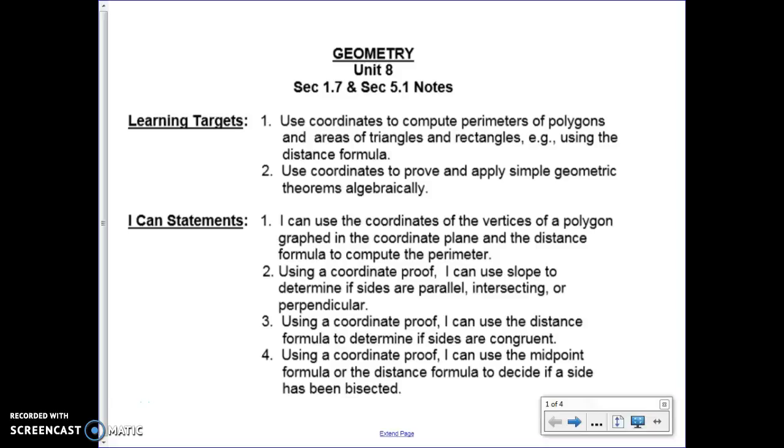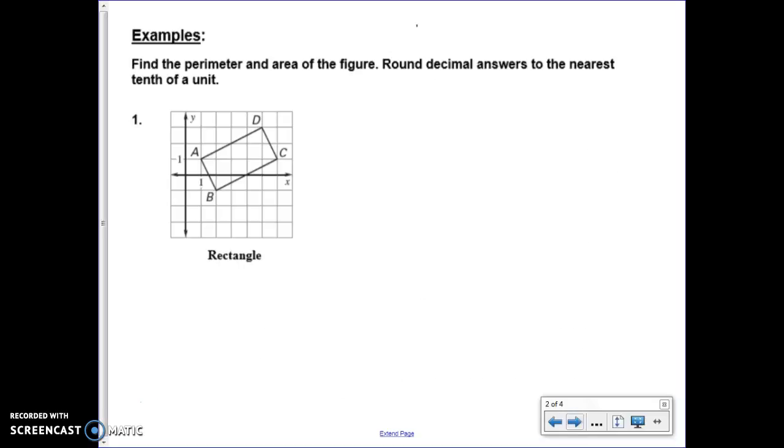Okay guys, today we're going to talk about some perimeters and areas within the coordinate plane, and then we're going to do a coordinate proof as well. So for this first one, it says find the perimeter and area of the figure. Round decimal answers to the nearest tenth of a unit.